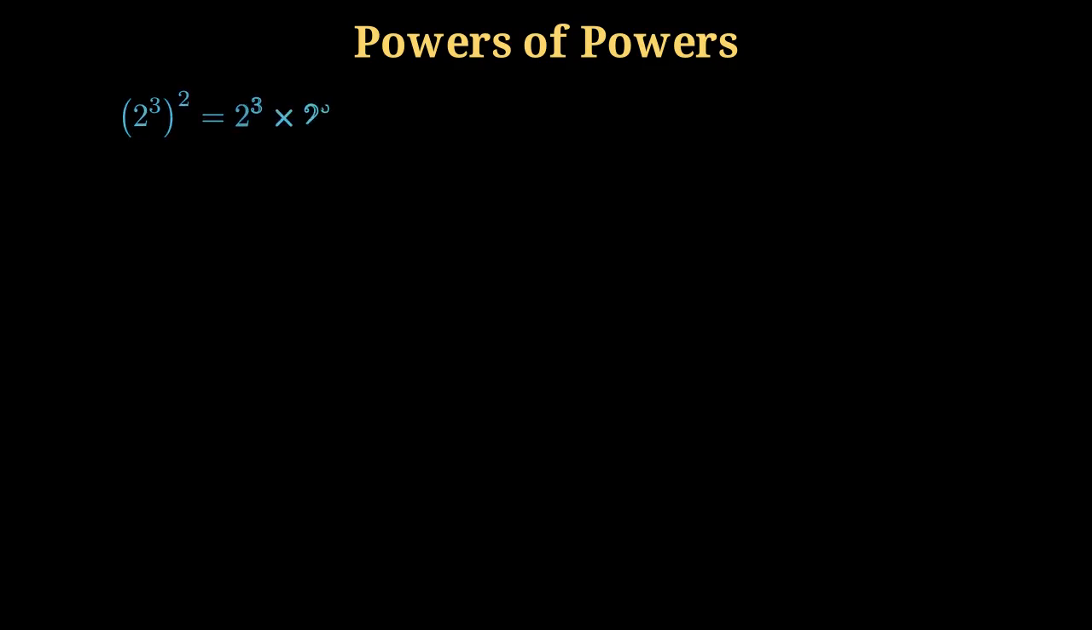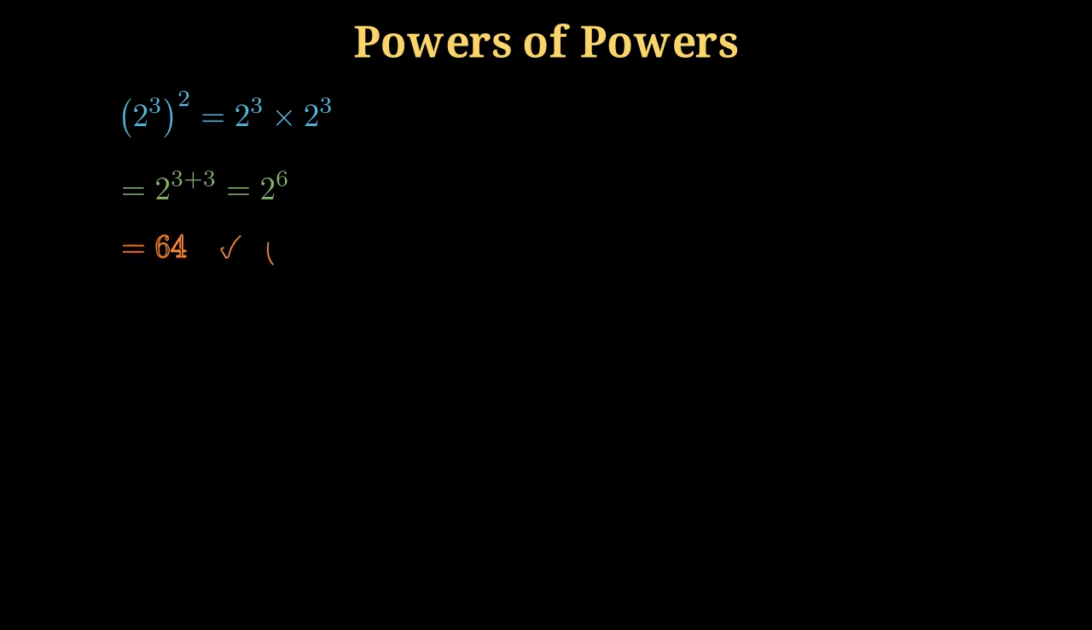Powers of powers. Let's build the law properly, from a small example we can check by hand. Take 2 cubed, all squared. Squared just means write the thing down twice and multiply. So it's 2 cubed times 2 cubed. Now, the multiplication law from earlier in this substrand takes over. Same base, so ADD the indices. 3 plus 3, 2 to the power 6.